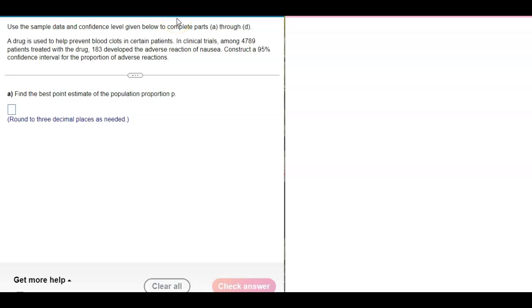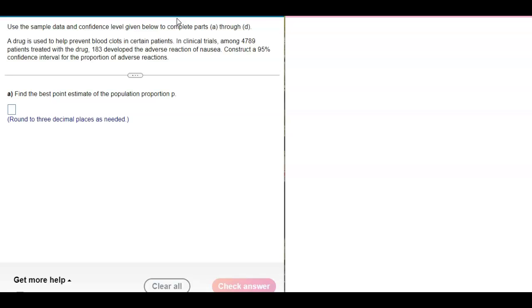A drug is used to help prevent blood clots in certain patients. In critical trials, among 4,789 patients treated with the drug, 183 developed the adverse reaction of nausea. Construct a 95% confidence interval for the proportion of adverse reactions.